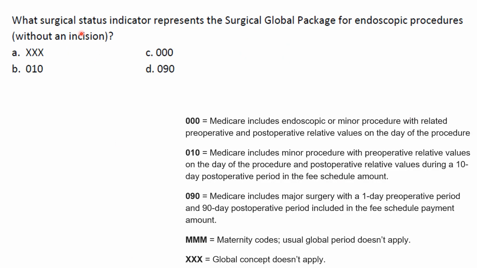What surgical status indicator represents a surgical global package for the endoscopy procedure without an incision? And we have the code, and you must understand what this status indicator is. This status indicator talks about the post-op days, and 000 includes the endoscopy or minor procedure with related preoperative and post-operative relative value on the day of the procedure. So it has a 0 post-op.